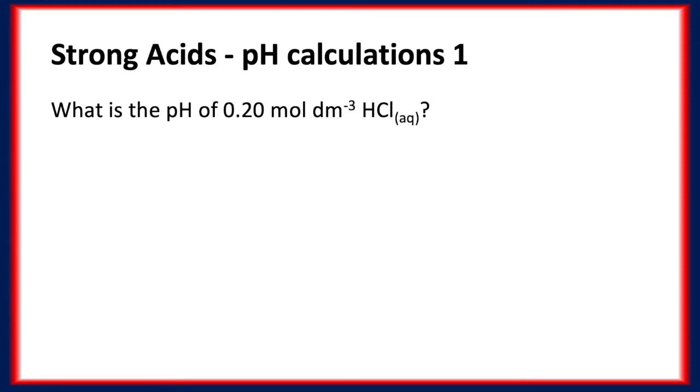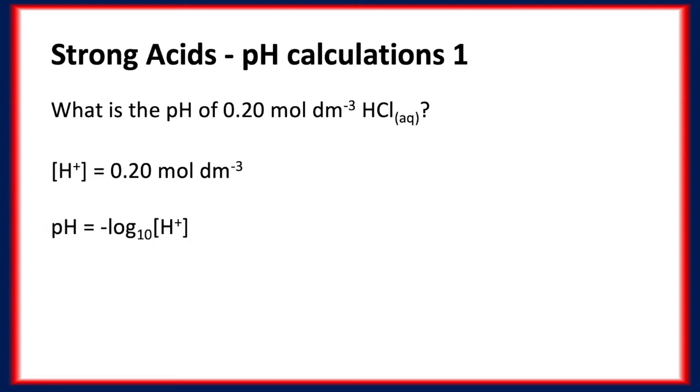So how do we work pH out? Here's an example where you've got a solution of hydrochloric acid. The concentration is 0.2 moles per decimeter cubed. What's its pH? Well, HCl is a monoprotic acid, so the concentration of H+ will be 0.2 moles per decimeter cubed. Then we pop that into our pH equation to give us a pH of 0.70.